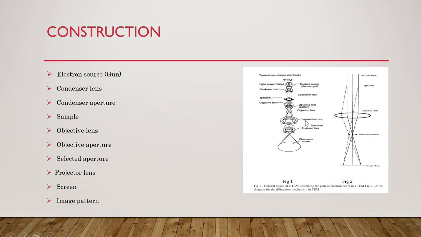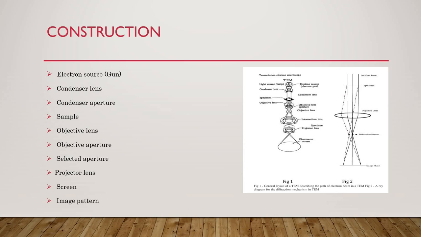Next is construction of TEM. In figure 1, this is the general layout of TEM, and figure 2 is a ray diagram for the diffraction mechanism of TEM. TEM also contains an electron source, condenser lens, condenser aperture, sample, objective lens, objective aperture, selected aperture, projector lens, screen, and image pattern. So we will see the function of each part of TEM.